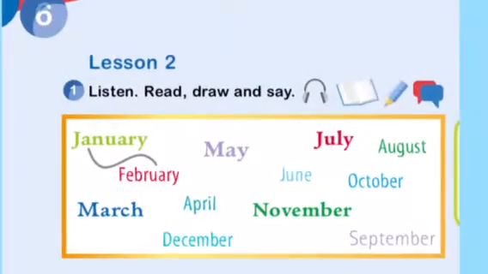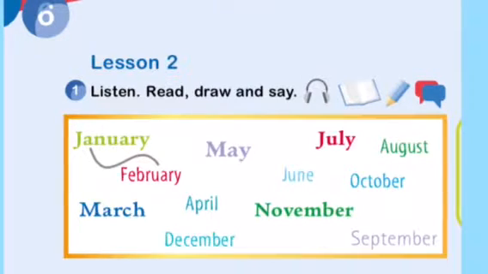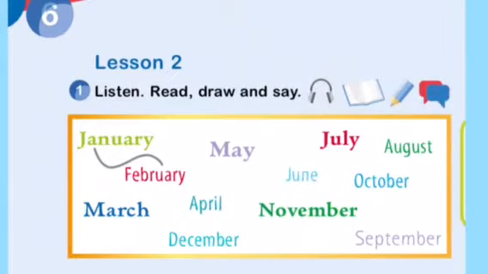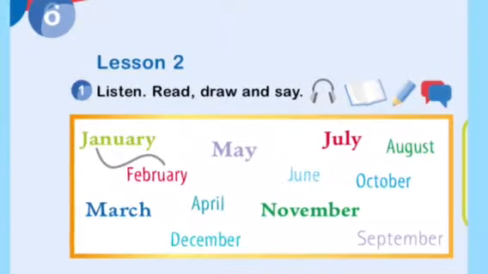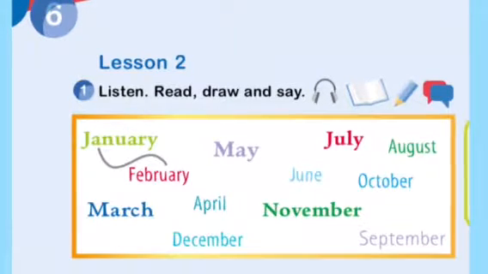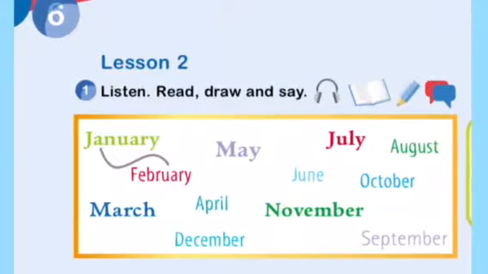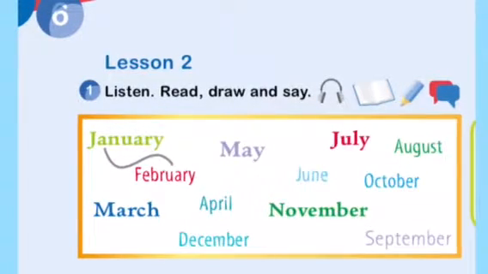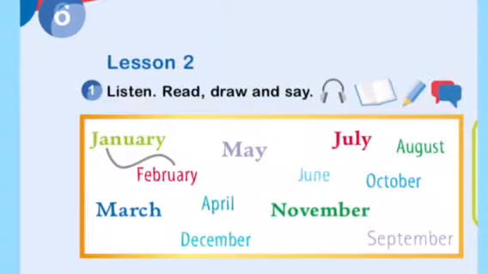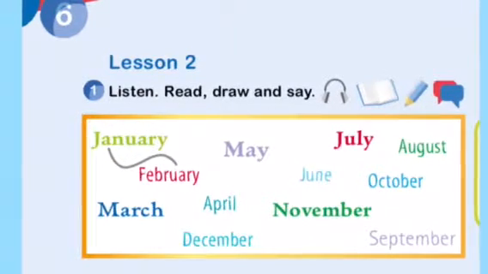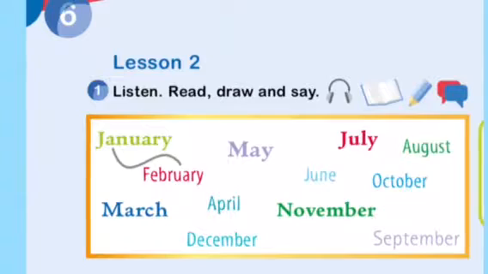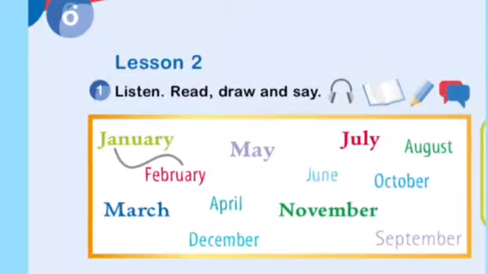Unit 6, Lesson 2, Activity 1. Listen, read, and draw and say. January, February, March, April, May, June, July, August, September, October, November, December. Again, January, February, March, April, May, June, July, August, September, October, November, December.